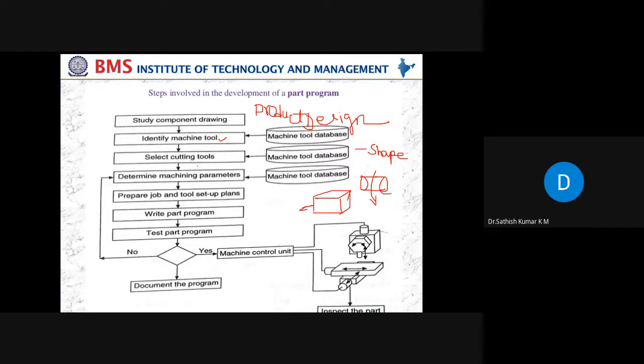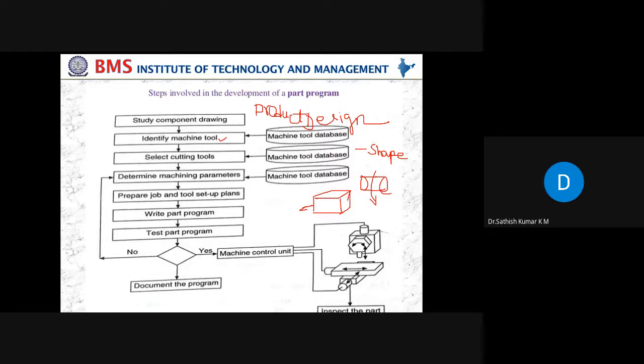selection of the cutting tools. What type of cutting tools are going to be required? Again, you go through the cutting tool database or the machine tool database in order to know the different types of cutting tools. Then next is determine machining parameters.